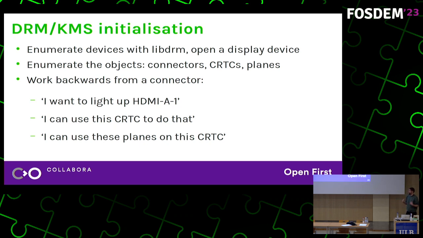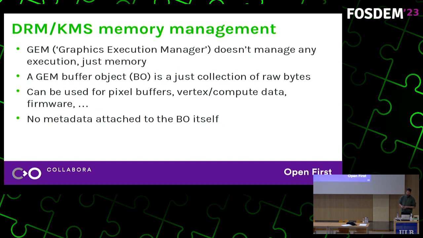So yeah, essentially, summing up, we've enumerated all of our devices. We've used libDRM to do that, all of the objects. And again, as with timing, we're working backwards from the starting point of a connector. So we know that HDMI 1 is the thing that we want to light up. So you always work backwards from that when you're building up your object tree. And then, you are going to need a way to allocate some memory to display. It's not just a malloc pointer.